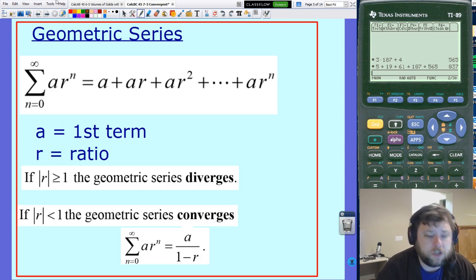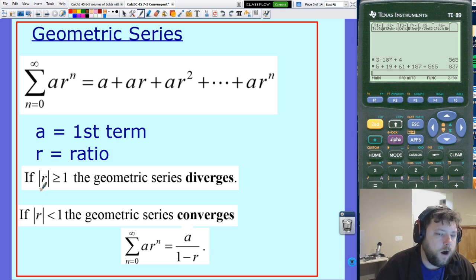Here's the first one: the geometric series. This is a pattern you might have seen in Algebra 2. The sum from 0 to infinity of a times r to the n power. We call this geometric because we're multiplying by a number each time. Here a is your first term and r is a ratio, raised to the n power. So the first term is a, plus a times r, plus a times r squared, and so on. You're basically multiplying by a number every time.